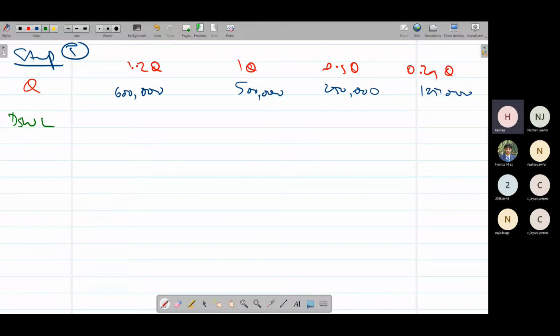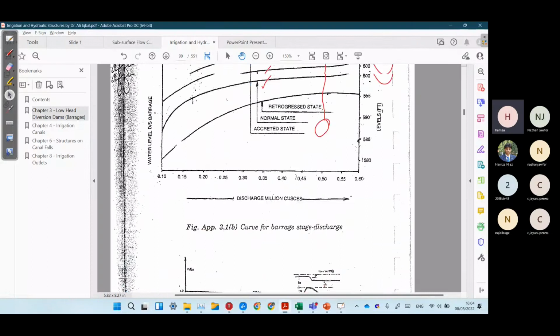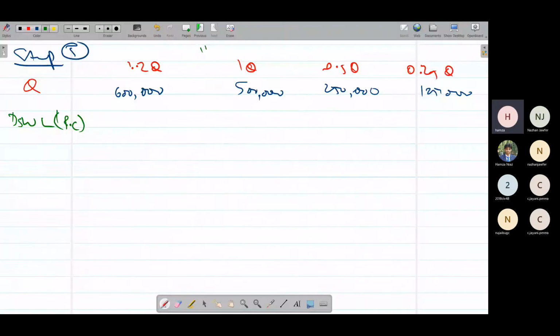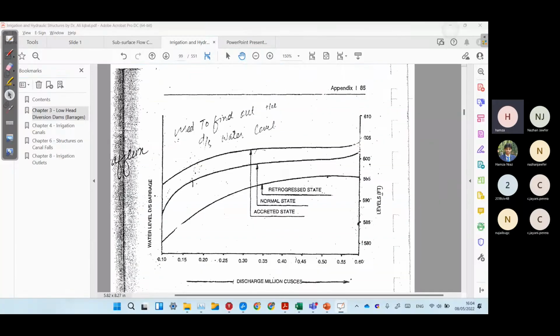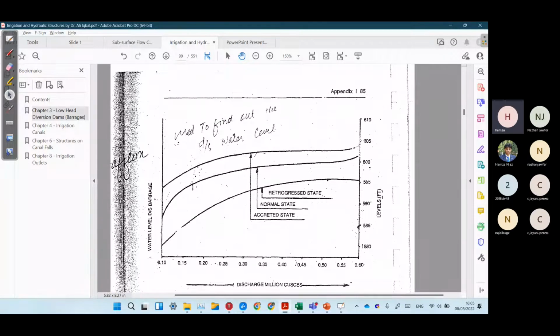How can we determine this downstream water level? From the rating curve. If we go to this portion, this rating curve. We have to do this for the normal state, for the retrograde state, and for the accreted state. Same, we have to perform this step for all these three states. For example, we did the one before for the normal state.